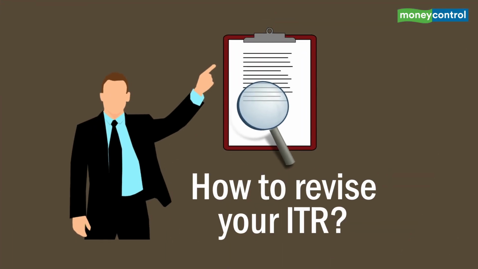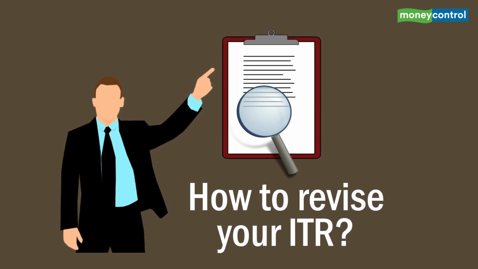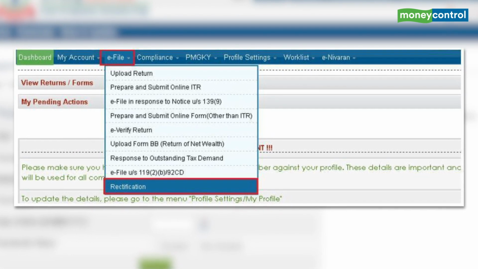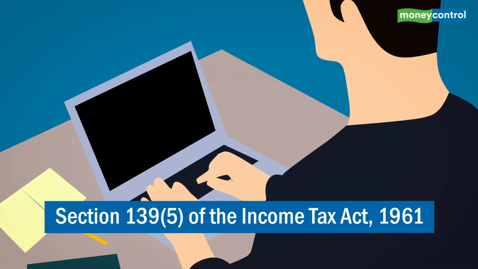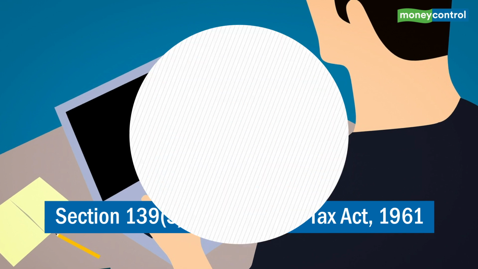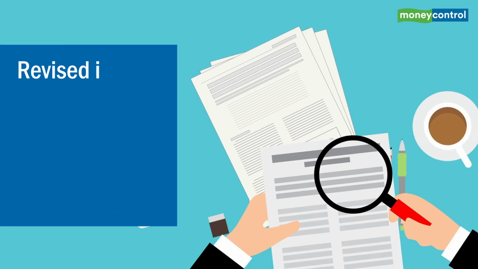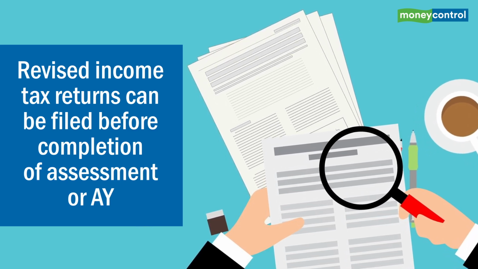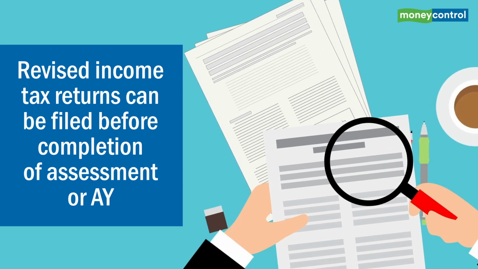But how to revise an ITR in case you discover a mistake days after filing the return? Here's how. Anyone can refile an ITR if there has been a mistake or omission in the original tax return under Section 139(5) of the Income Tax Act 1961. For example, failure to claim a deduction for a policy premium paid. A revised income tax return can be filed before the end of the assessment year or before the completion of the assessment, whichever is earlier, for no extra charges.